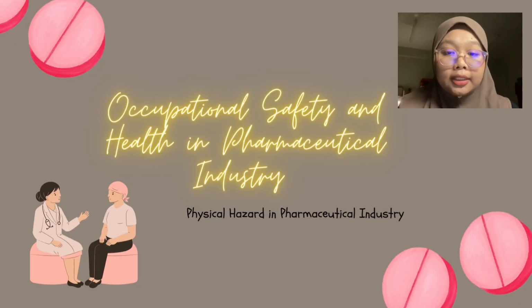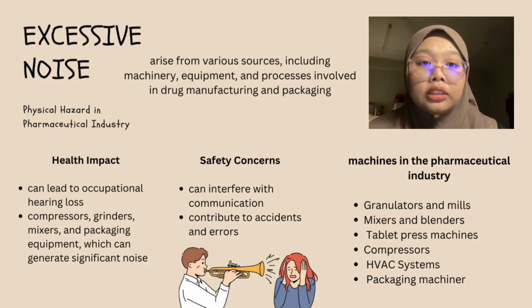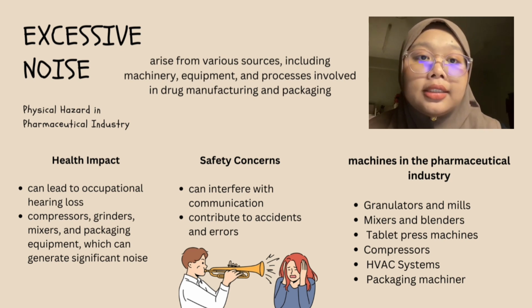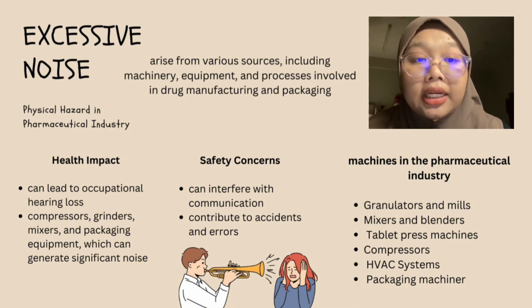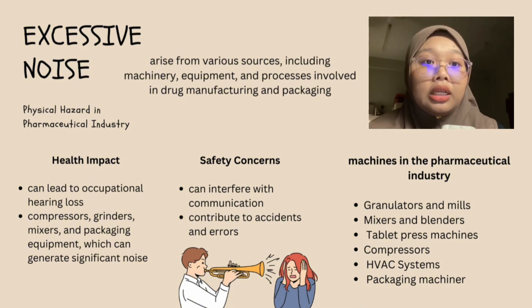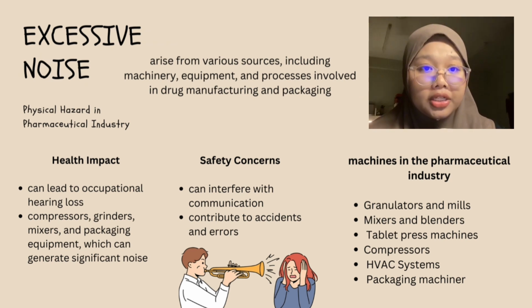So next, I will explain about occupational safety and health in the pharmaceutical industry, physical hazards in the pharmaceutical industry. So first, physical hazard is excessive noise. Excessive noise in the pharmaceutical industry can arise from various sources, including machinery, equipment, and processes involved in drug manufacturing and packaging. This noise can have several implications for both the health and safety of workers and the overall efficiency of operations.